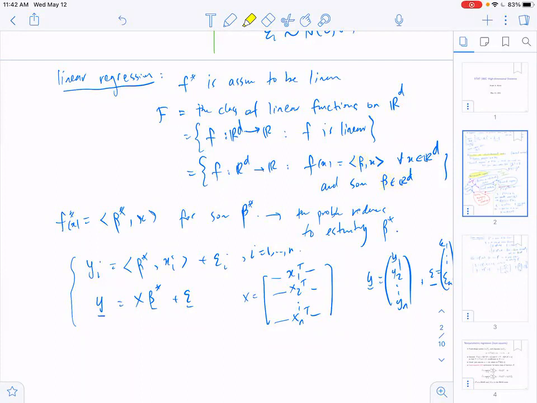We can further restrict this class of linear functions by restricting beta. As we've seen, for example, you can put a sparsity assumption on beta that would restrict the class of linear functions that you would observe. So it would be functions that only depend on a certain number of coordinates. Linear functions only depend on a certain number of coordinates of the input.